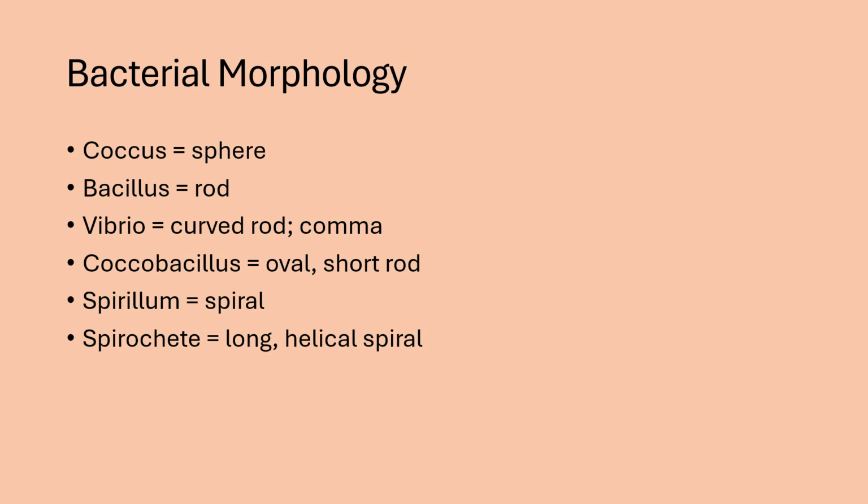In terms of the morphology, remember morphology refers to shape. Different terms that we use for bacteria. If it's spherical, it's a coccus. If it's rod-shaped, it's bacillus. If it's kind of a curved looking rod, kind of like a comma, it's what we call Vibrio. If it's oval, it's called coccobacillus. If it's spiral, it's Spirillum. And if it's a long helical spiral, it's called Spirochete.